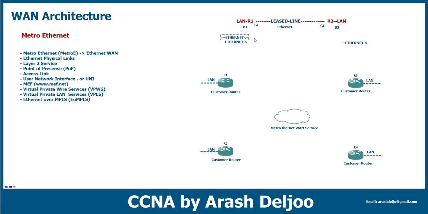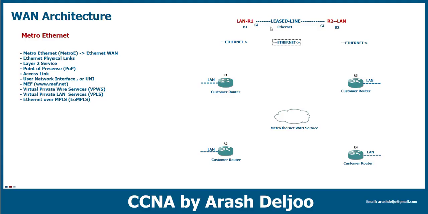Because of that, here router 1 receives the Ethernet frame and should create a new Ethernet frame. Router 2 receives this Ethernet frame, de-encapsulates the frame to the packet, and after that it should create another Ethernet frame and send it to the network.